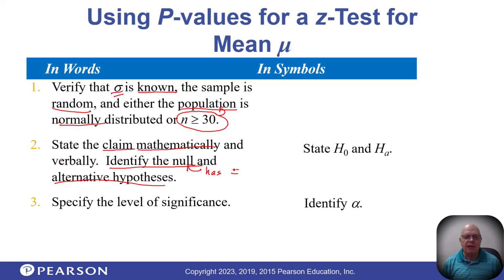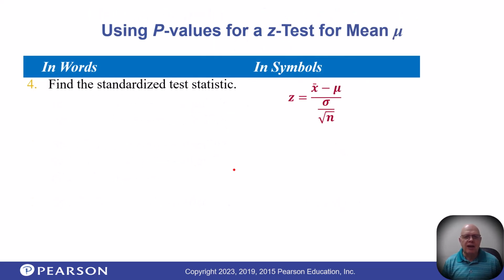Before you do anything else, before you do a sample even, specify the level of significance that you care about. Otherwise, it's called cheating. Number 4, find the standardized test statistic. Again, this is the mean from your sample. This is what we're comparing it against, and the standard error is in the denominator.